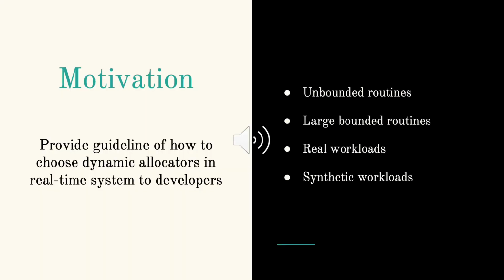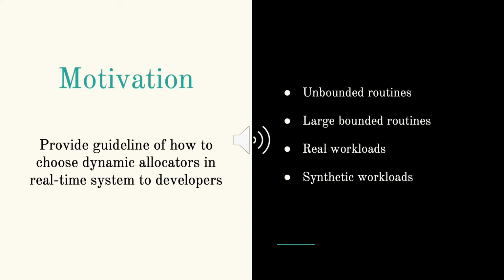As mentioned in the previous page, the author did experiments in order to provide guidelines to developers on how to choose dynamic allocators in real-time systems. The reason is that the worst case execution time of a dynamic memory allocation routine is not bounded, or is bounded with a very large bound.